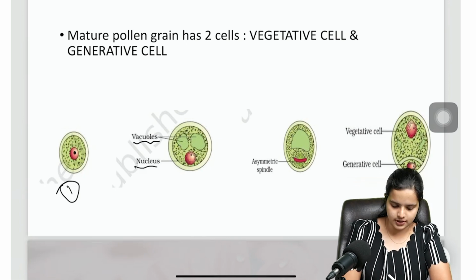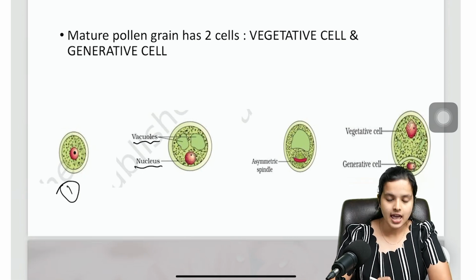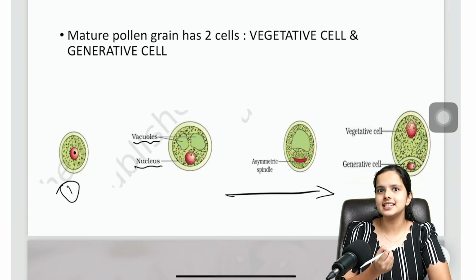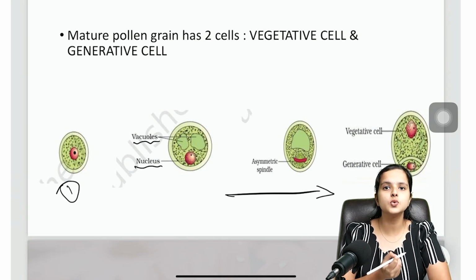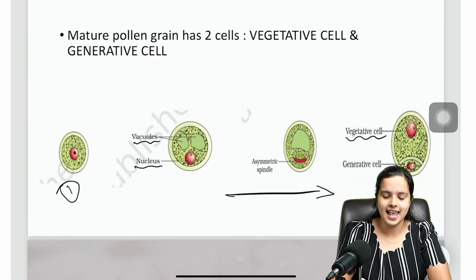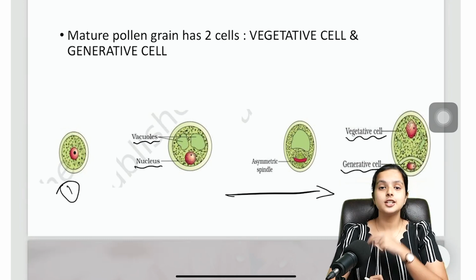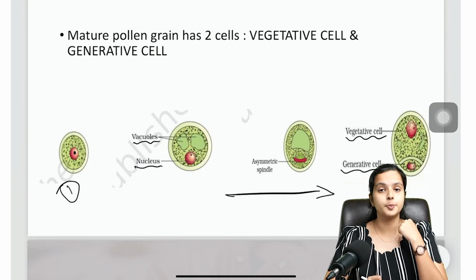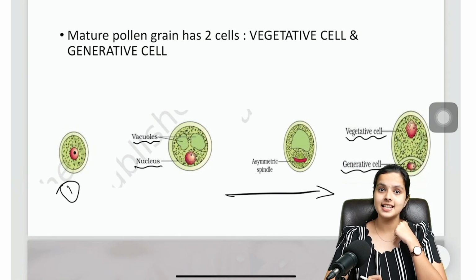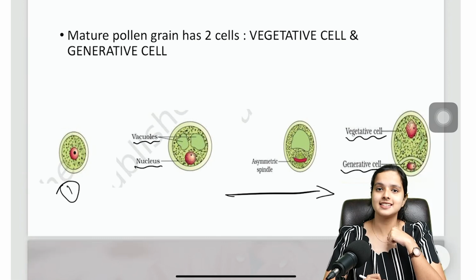You also have the nucleus. There's no change in the nucleus, of course. And then later on, as the pollen grain develops, you can see that it slowly divides into a two-celled stage, right? Which are those two cells? The vegetative cell and the generative cell. So a pollen grain can be in a two-celled stage. Which are those two cells? The first cell is a vegetative cell and the second cell is a generative cell.